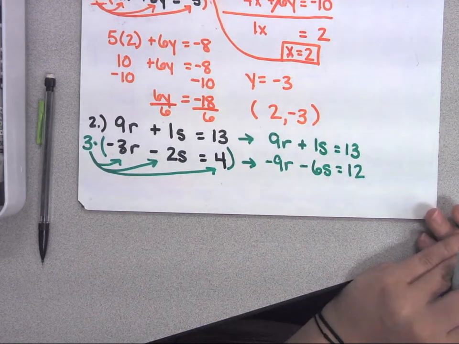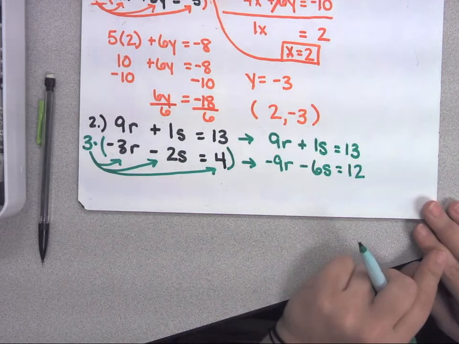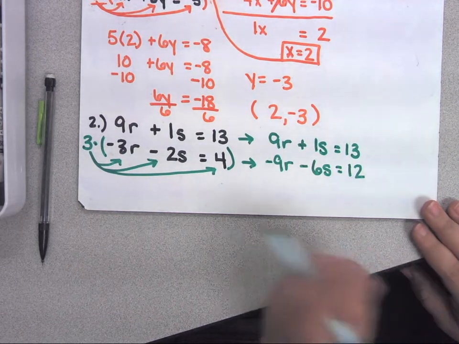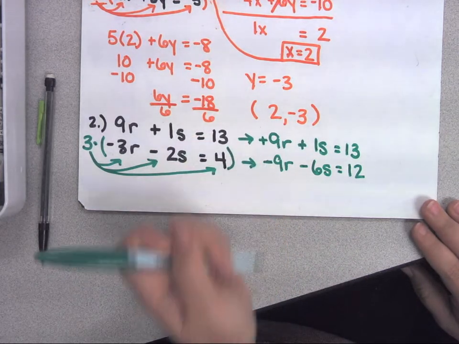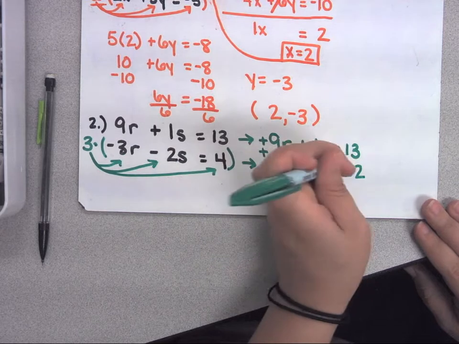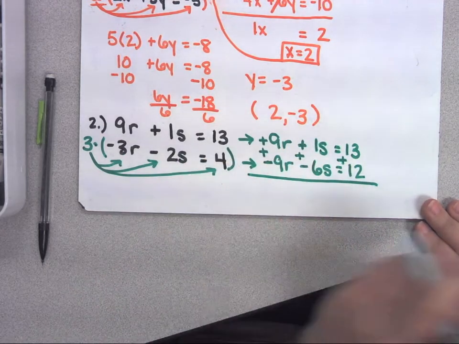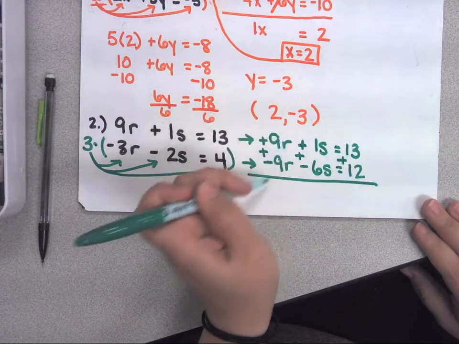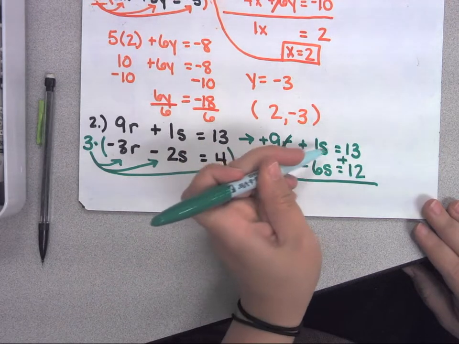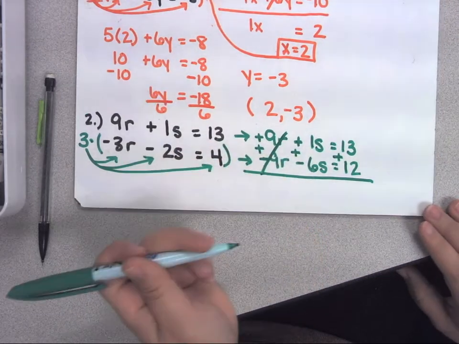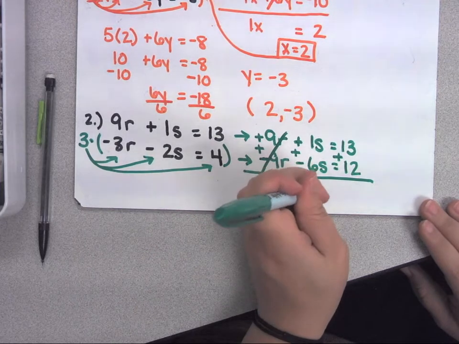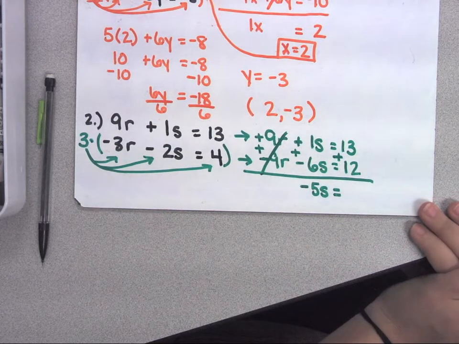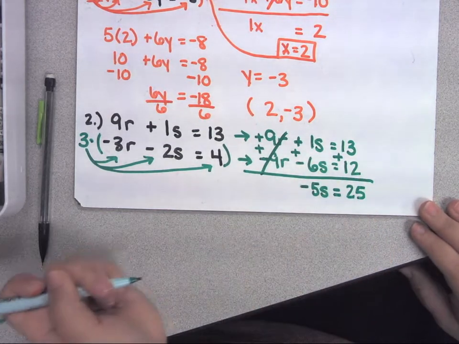Once we distribute, Reese, are we going to add or subtract our equations together? How do you know that? Yep, because this 9's positive and this 9's negative, so we're going to add them together because they're different. What happens with my r's? Cancel out. 1s plus negative 6s. So negative 5s, bring down my equal sign. 13 plus 12. 25. Okay. What do we do to get s by itself?